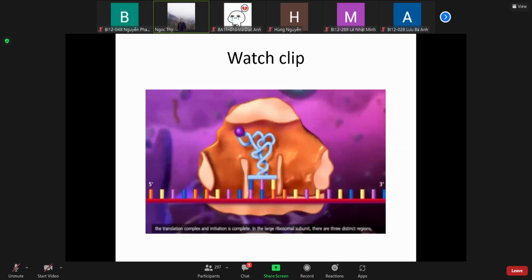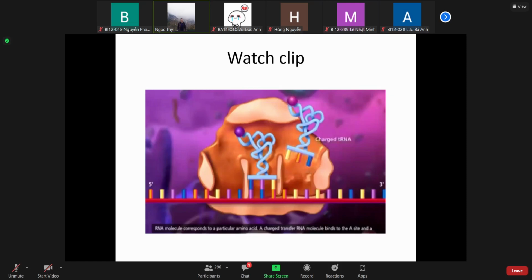There are 3 distinct regions, E, P, and A sites. Individual amino acids are brought to the messenger RNA strand by transfer RNA, which base pairs with the codons. Each transfer RNA molecule corresponds to a particular amino acid.